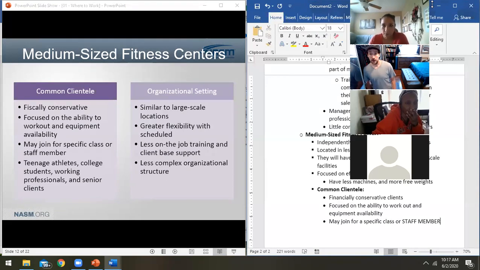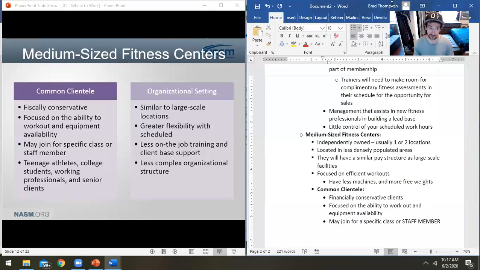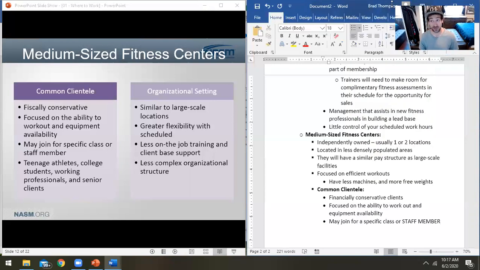So a lot of times, because of that, these medium-sized places become aware of that. They will treat you well. A lot of times, you are the reason for their retention. And remember, retention is the #1 way gyms make their money.